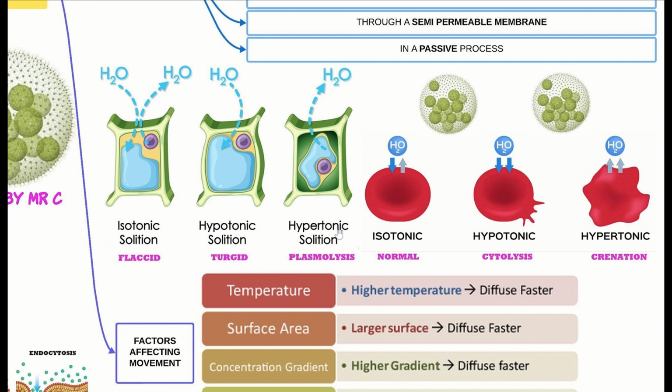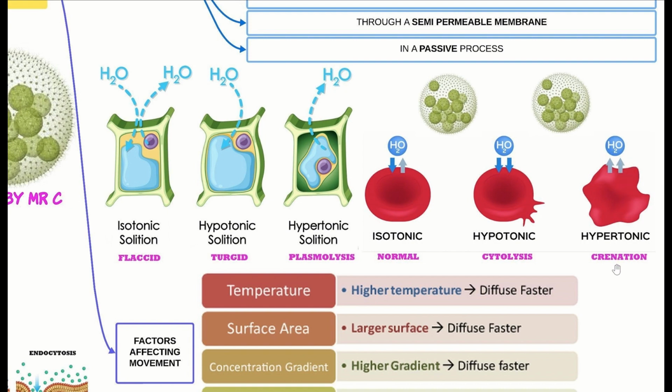If we put a plant cell into a hypertonic solution, all of the water will leave, the cell membrane will move away from the cell wall, and we call this plasmolysis. If we put an animal cell in an isotonic solution, we say this is normal. If we put it in a hypotonic solution, water will flow into the cell, it will swell, and if it bursts, then we say that the cell has undergone cytolysis.